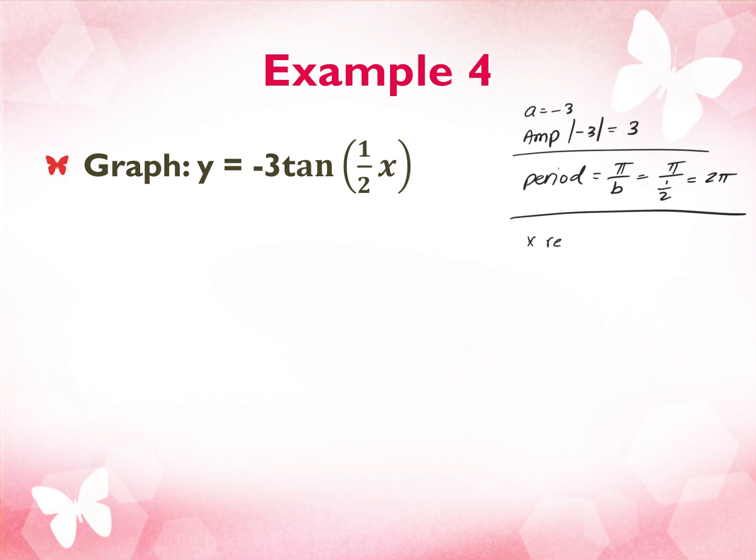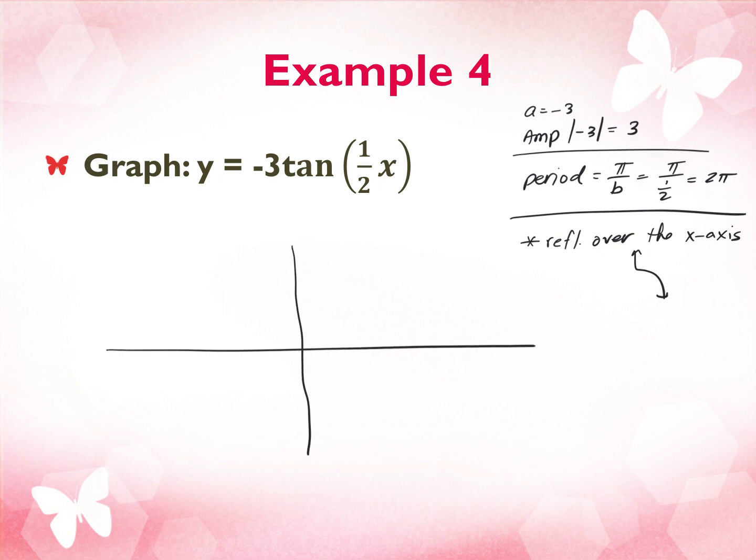And we're going to have a reflection over the x-axis, which means our graph is going to look like that, okay? So again, let's figure out where our asymptotes are going to be, and how we're going to graph this. If our period is 2 pi, then I'm going to go pi units to the left, and negative pi units to the right, because together, negative pi and pi add up to 2 pi.